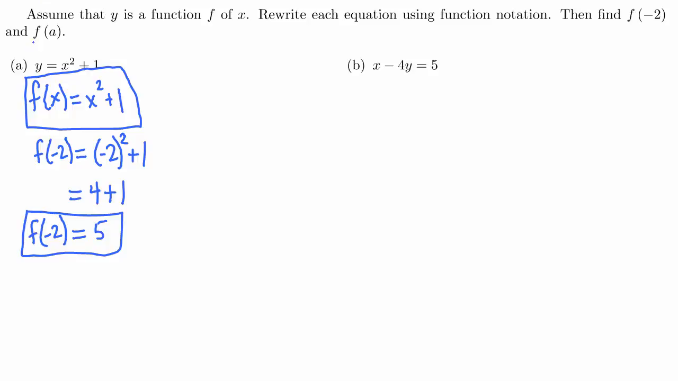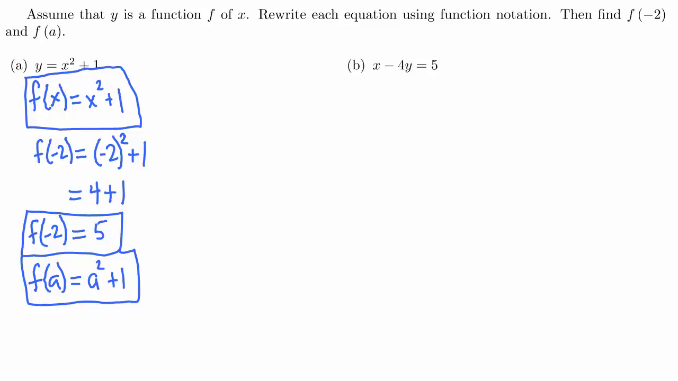One more thing I need to do is find f of a. F of a is equal to, if I go back to my f of x, I replace the x's with a. But remember, whenever I do that, I simply change the variable to that letter. So that gives me a squared plus 1. So there are my three answers for letter A.